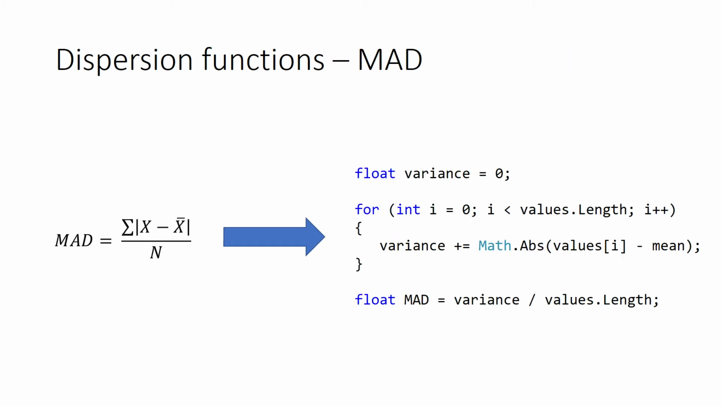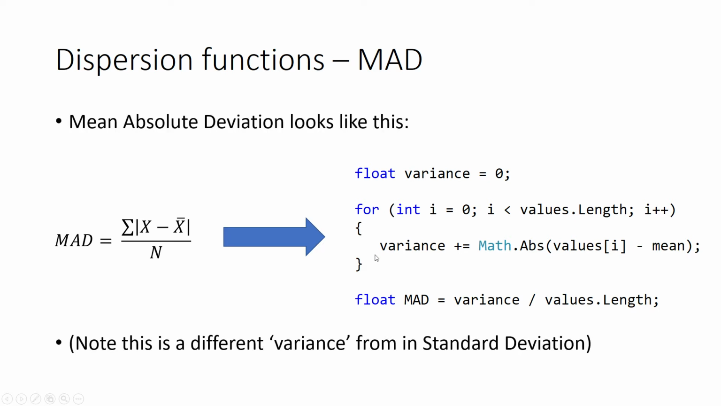Now the mean absolute deviation looks like this, but the variance you see up here is different from the variance of standard deviation, because it's the absolute variance. So we look through all our values, there's a sigma appearing, but it's x minus x bar, so the variance goes up by adding on the absolute value, those lines on either side indicating absolute, the absolute value of x minus x bar, the mean.